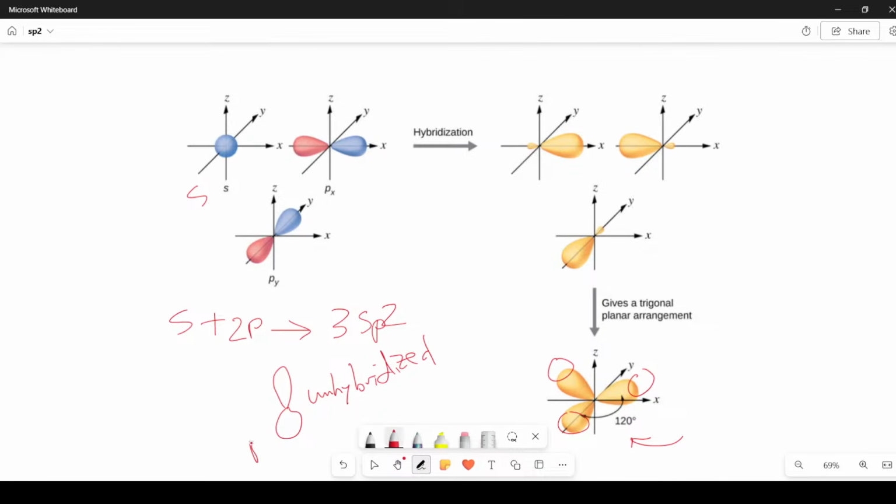Let's say that is a pz, not shown here. So this is an unhybridized p orbital. This is what is responsible for making a pi bond. So this is the unhybridized p orbital left, out of px, py, pz, not shown here.